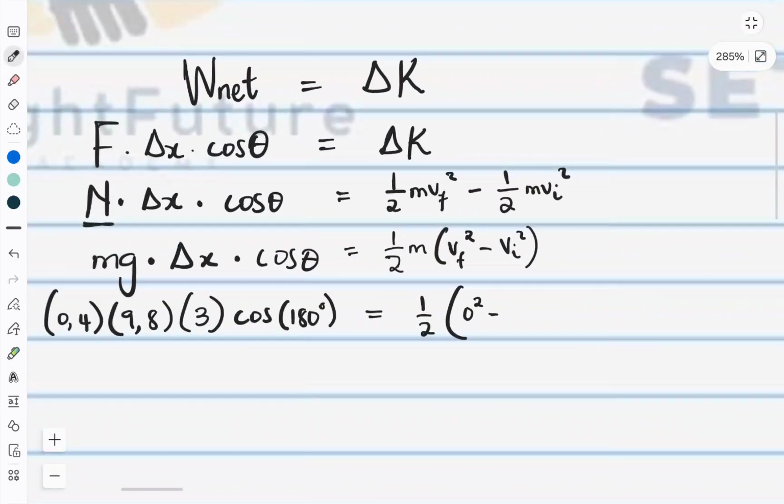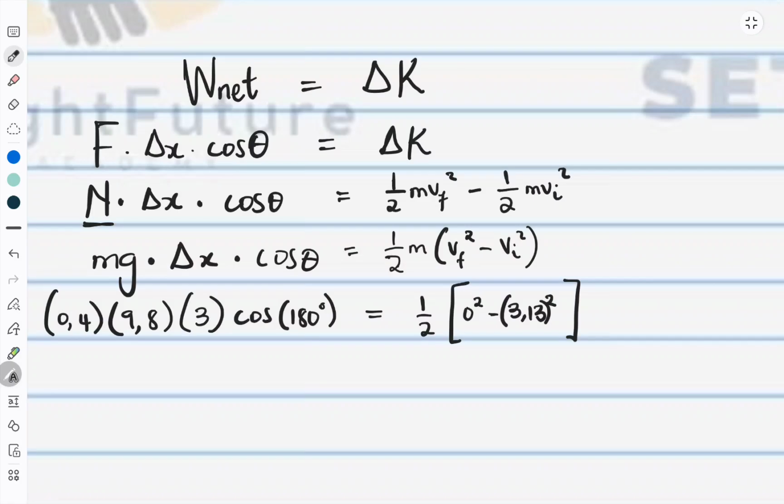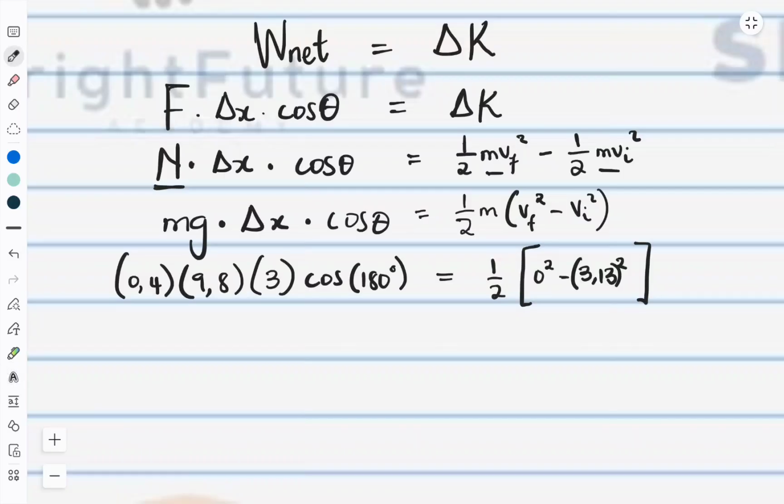Now, let's do that. So VI is 3.13 squared. Must be careful there. So now you don't have to factorize like I did. I was just sort of buying time, if you get what I mean. You can just substitute the way it is here. Okay, you don't have to factorize anything. So now our left hand side, we will get 0.4 times 9.8 times 3 times cos 180. That will give us minus 11.76.